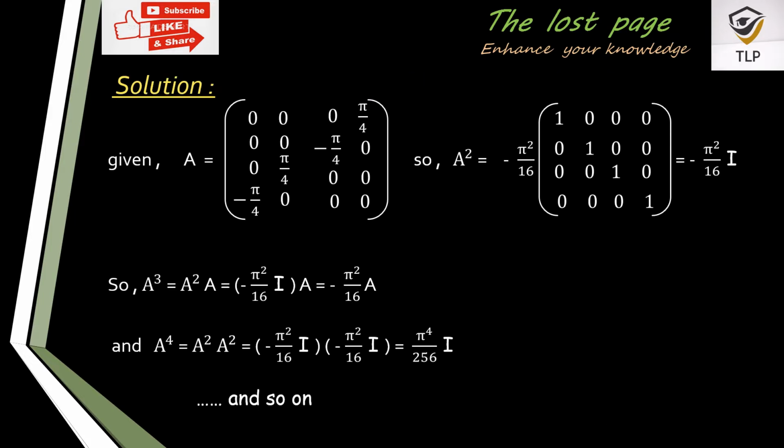Given matrix A equal to this, A square equals minus pi square by 16 I, where I is the identity matrix of order 4. So A cube will be A square into A, equal to minus pi square by 16 I into A, equal to minus pi square by 16 into A. Similarly, A to the power 4 equals A square into A square, which will be minus pi square by 16 I into minus pi square by 16 I, equal to pi to the power 4 by 256 I, and so on.